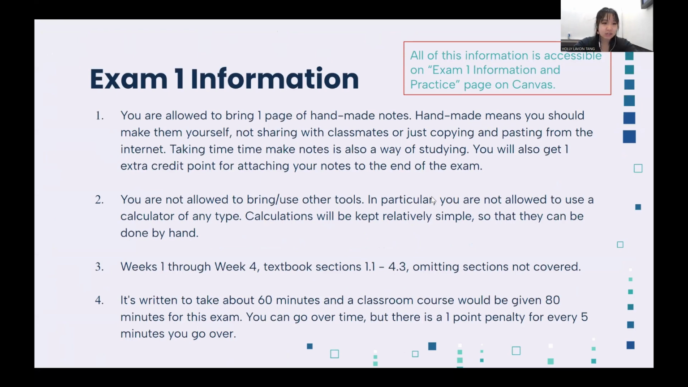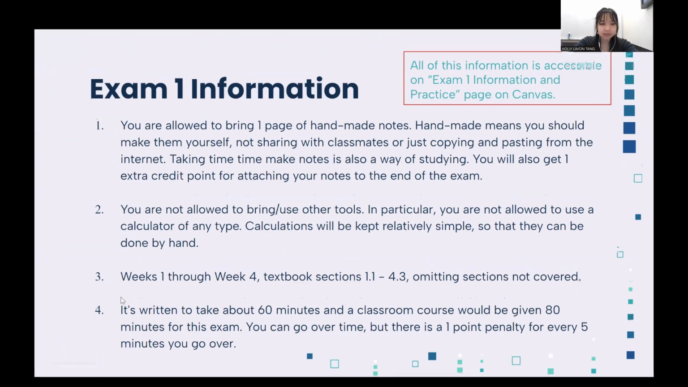So exam one information, this is all found on our Canvas page, just under exam one information and practice. You are allowed to bring one page of your handmade notes, just make them yourself. It also helps you study. You are not allowed a calculator during your exam, and the content will primarily focus on weeks 2 through 4. It might include a little bit of week 1.